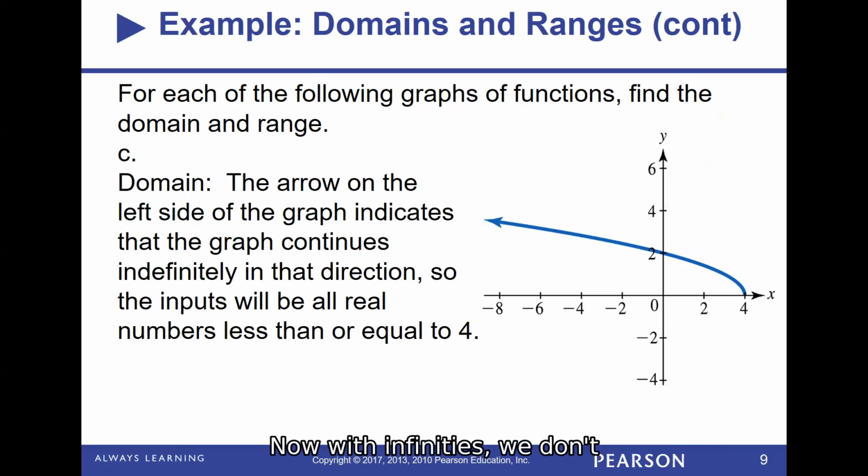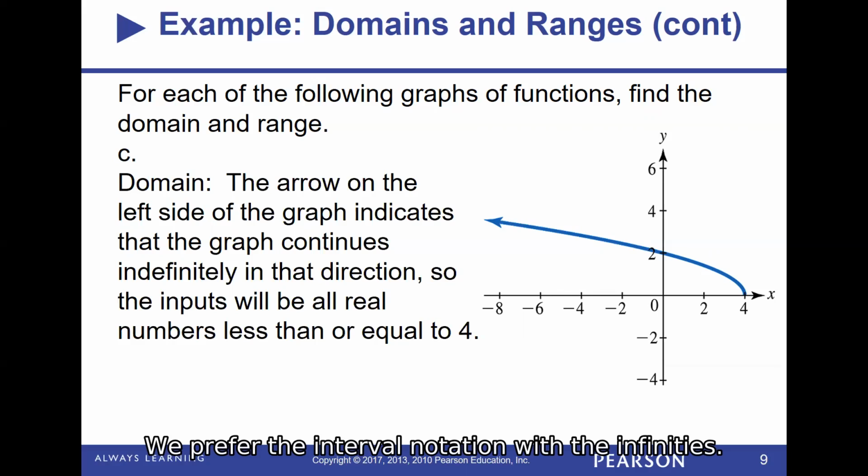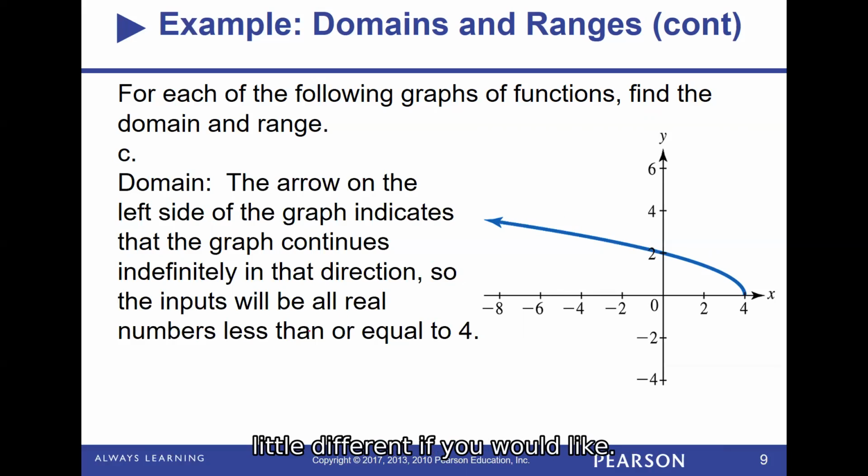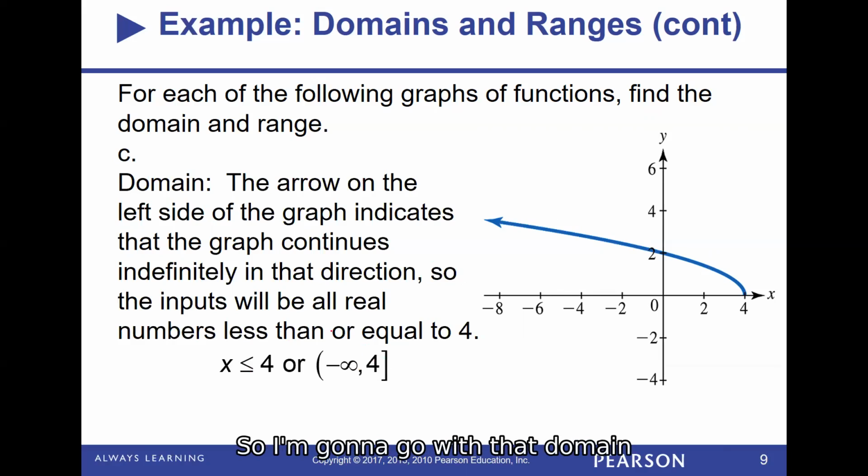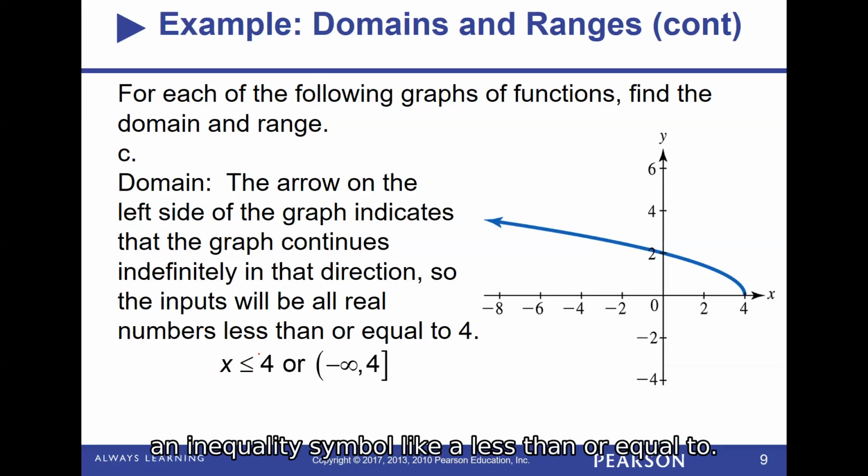Now with infinities, we don't normally use algebraic notation with the inequality symbols. We prefer the interval notation with the infinities. However, it could be a little different if you would like. So I'm going to go with that domain being from negative infinity to 4 with that bracket on it. But if I switch that up to my algebraic notation using an inequality symbol, like a less than or equal to, this would look like x is less than or equal to 4.